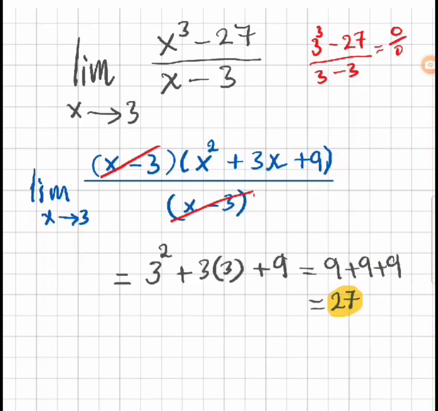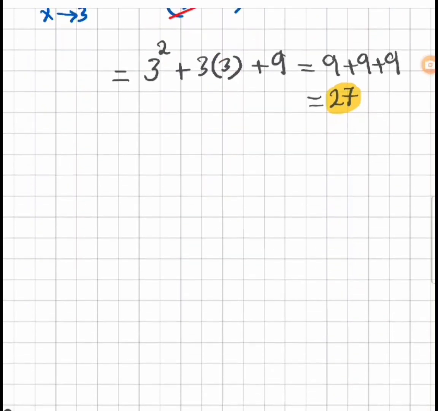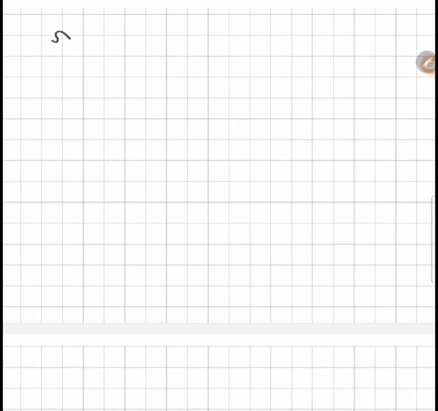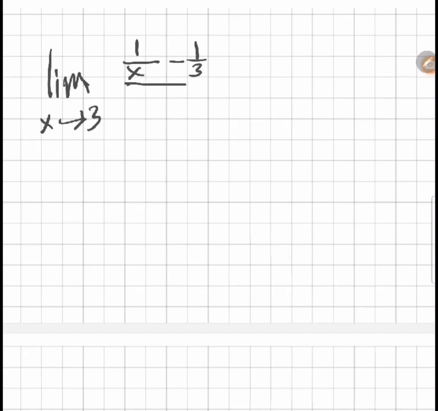Now, here's another problem that you can work on. So what is the limit as x approaches 3 of 1 over x minus 1 over 3 divided by x minus 3? So for these examples, feel free to pause the video if you want to and try these problems. So in this example, we have a complex fraction. So what do you do in a situation like this?